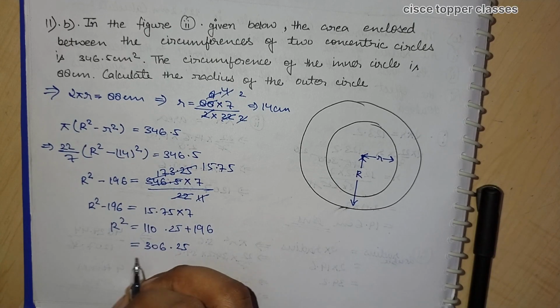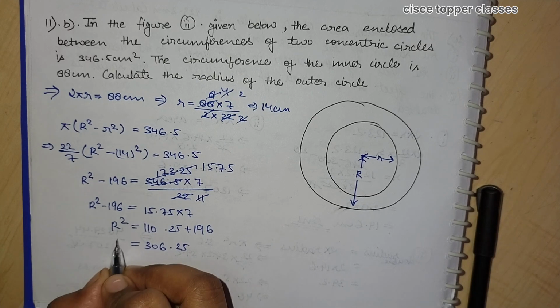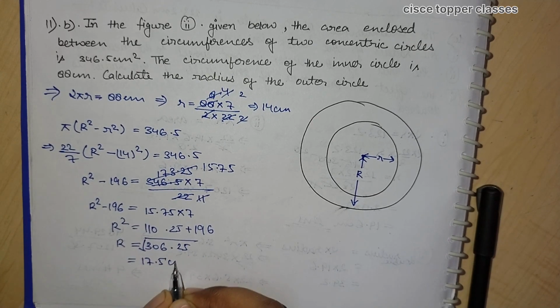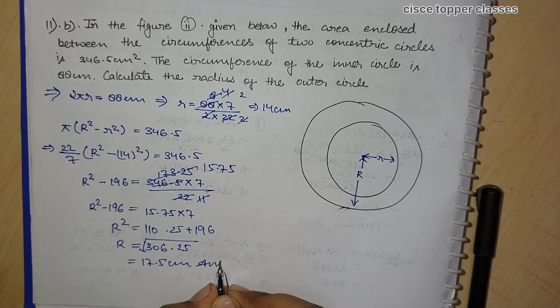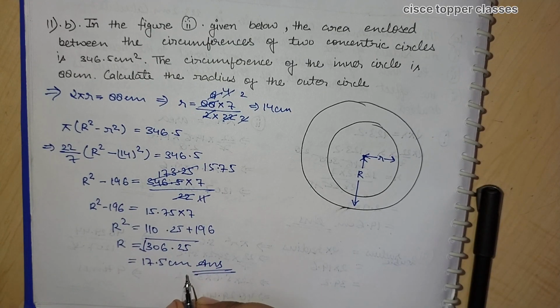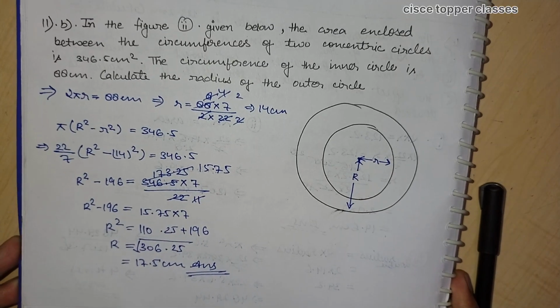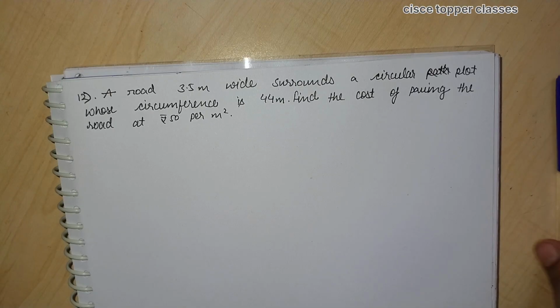So on taking under root, the final answer will be 17.5 centimeter. Means the radius of the outer circle is 17.5 centimeter. This is only we have to find in this question. So this is the solution of 11th second part. Let's solve here 12th question.